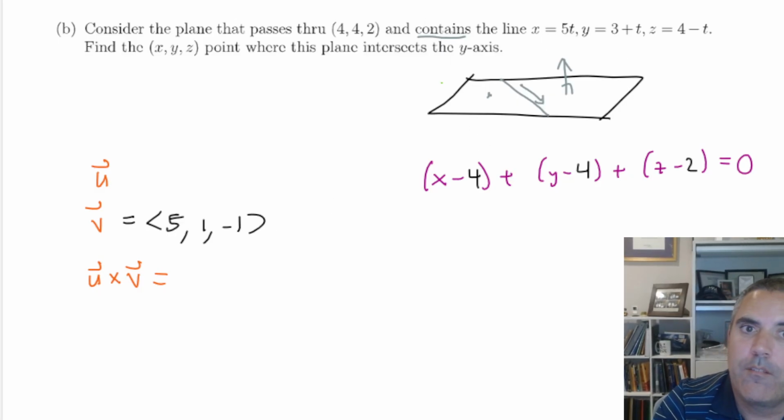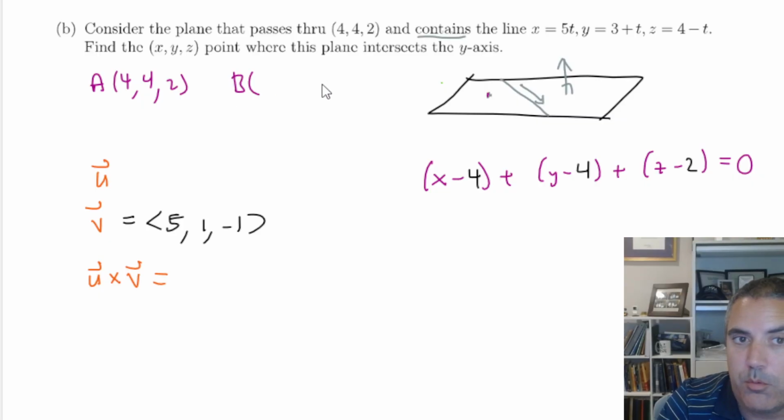I need another. So that's kind of the challenge here. But I already have a point on the plane, this point 4, 4, 2. So the question is, can I find another point on the plane? Well, I don't have many places to look. All I have is this line. Can I get a point from that line? Yeah, how about when we plug in 0, we get 0, 3, 4.